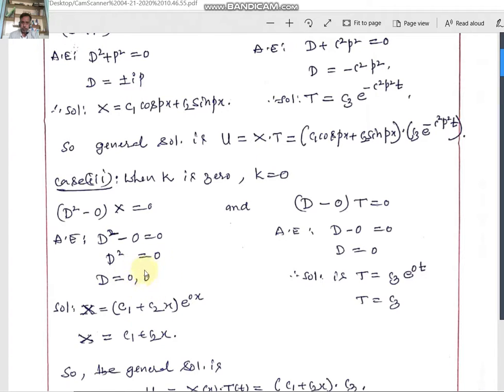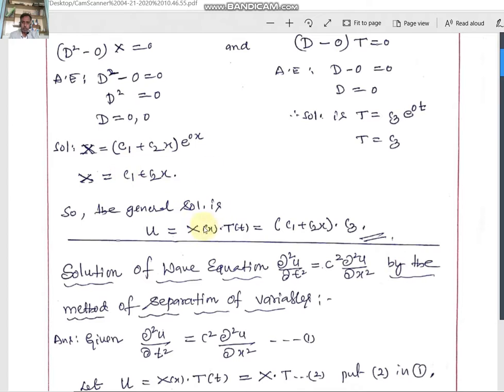So when there is a repeated real root, we write the solution, or complementary function, as x equal to (c1 plus c2 x) e to the power 0x, or x equal to c1 plus c2 x. So this is the solution when k is 0 in the first equation. In the second equation, when k is 0, D t equal to 0 or D equal to 0 is the auxiliary equation. So 0 is the real root. Then the complementary function is t equal to c3 e to the power 0t, or only c3. T is equal to only c3.